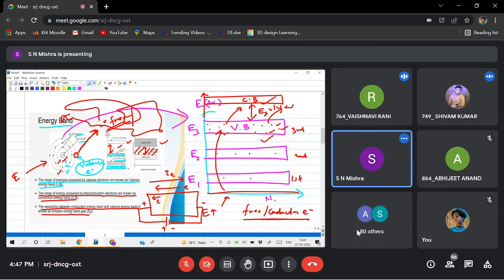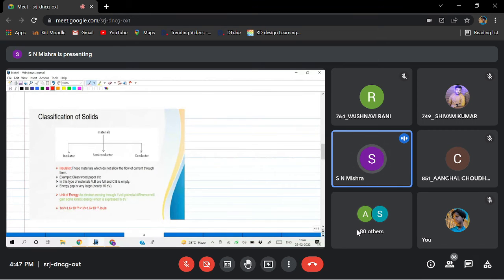So atomic structure, energy level, and energy band we have studied, and based on this energy band we can classify the different types of solids. You already know what you mean by insulator, semiconductor, conductor, but based on the energy band diagram we will discuss here. Insulator means, the general definition, the materials which do not allow current to flow through them, like paper, glass, wood, all those things.